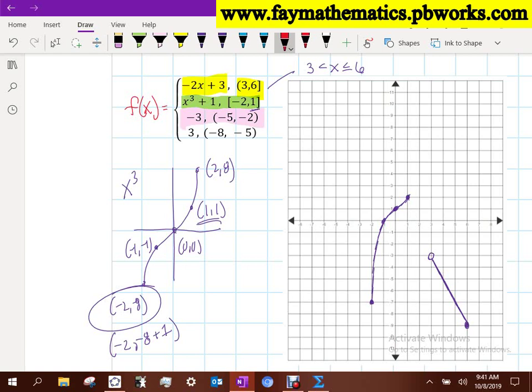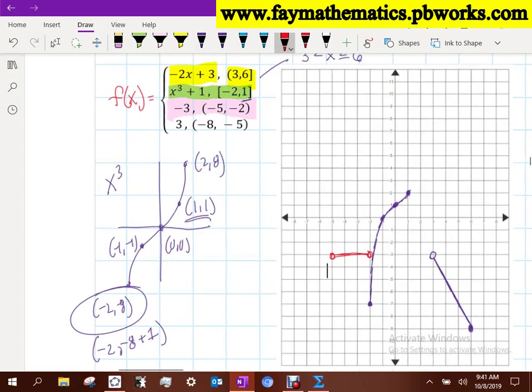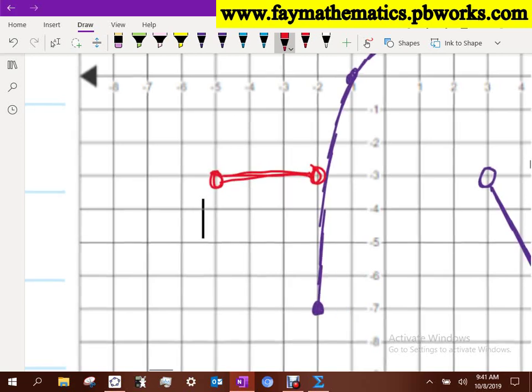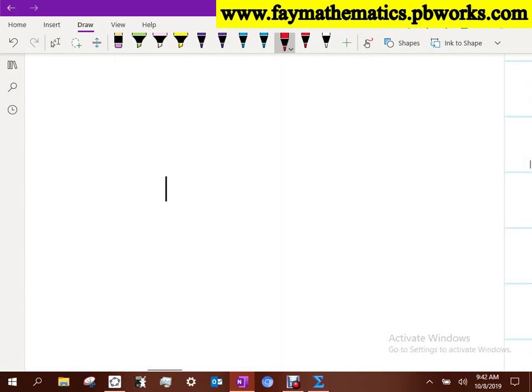Is it vertical or horizontal? It's horizontal. Okay, so at -5, I'm going to have an open dot. At -2, I'm going to have an open dot. And then I'm going to connect them. Okay? Now, the idea here, guys, how many times, if I were to put a vertical line through -2, how many times does that vertical line intersect my graph? Once, right here, right?